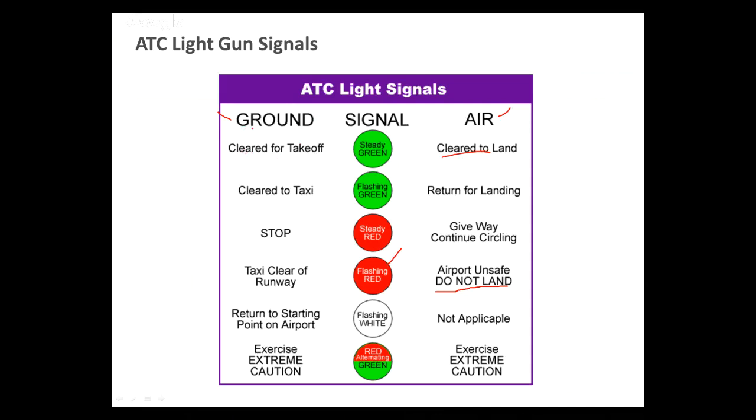So in summary, there are steady state and flashing colors: red, green, white, and alternating. And then there are different definitions depending on whether you're on the ground or in the air.